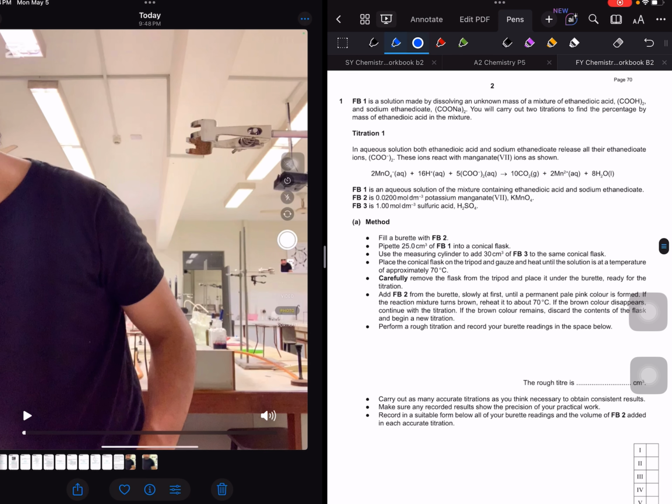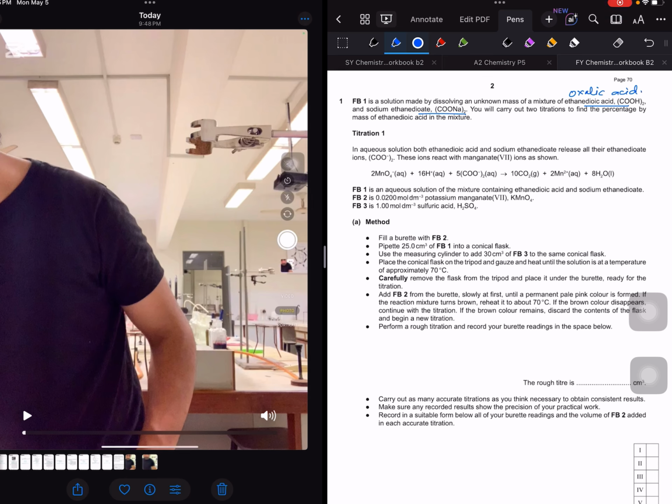LB1 is a solution made by dissolving an unknown mass of a mixture of ethane dioic acid, also known as oxalic acid, and sodium ethane dioate ions. You will carry out two titrations to find out the percentage by mass of ethane dioic acid in the mixture. In aqueous solution, both ethane dioic acid and sodium ethane dioate release all their ethane dioate ions. These ions react with manganate.